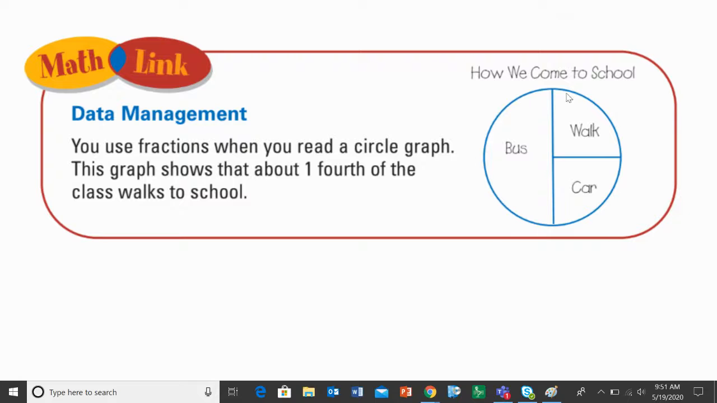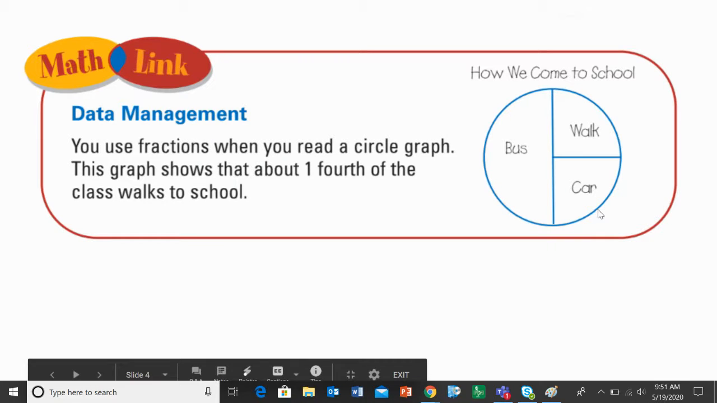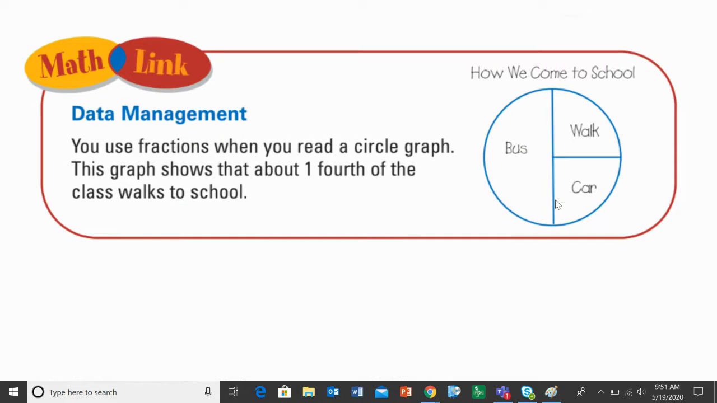If you look at this whole circle, if you were to split it into 4 equal parts, 1/4 of them walk to school. If you were to look at how many students bus, you could see that 1/2 of the circle takes the bus, so 1/2. And if you were to look at how many students take their car to school, well, their families drive them, of course, it would also be 1/4. So 1 out of 4 equal parts. You kind of think of an invisible line here when you look at this question.